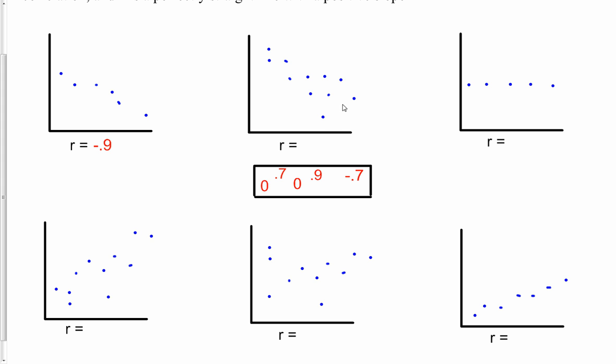This second one here, still fairly linear, but a little more scattered. It's not as clear and tight as this one. So we'll say -0.7. Again, not bad correlation, but not as good as the first one.